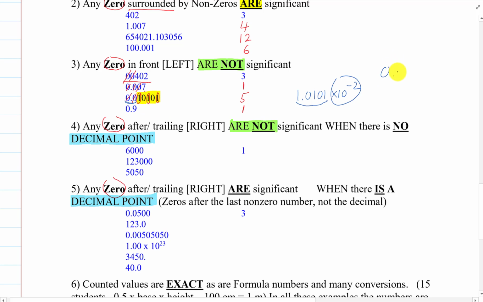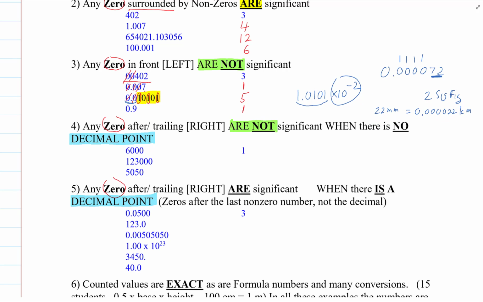So 0.000072 is only 2 sig figs. Okay, the zeros in here are just saying how small it is, but this is the measured value. The measured value is the 7.2. We didn't measure these things. Okay, and we have to be careful because we could change units and those zeros would disappear, but that doesn't mean that they were significant. Okay, just like 22 millimeters is the same as 0.000022 kilometers.